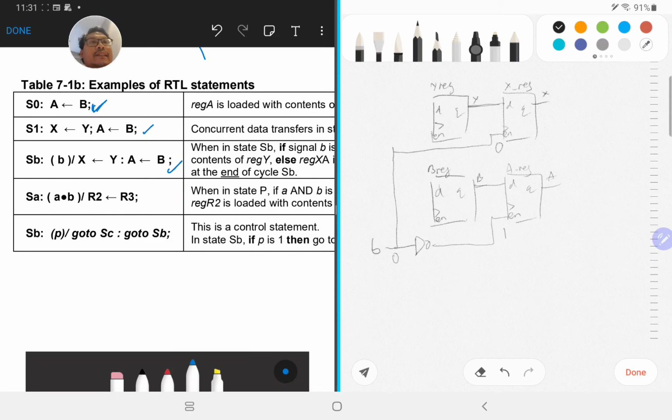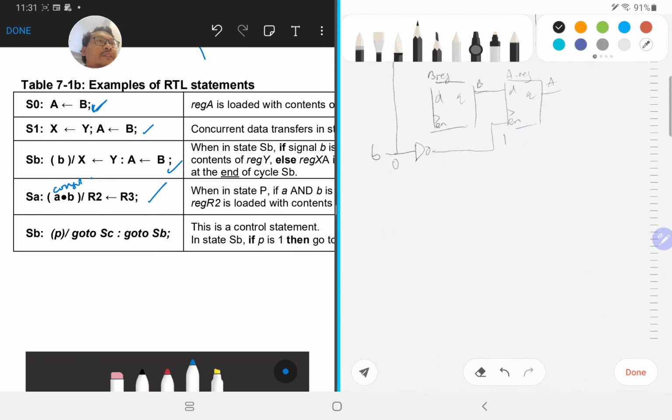Based on the current state, we're going to look at the control signal B. Based on the value of B, we are going to transfer certain values into a certain register, based on our control signal. Let's continue with this. Again we can have A dot B. We can check A and B as our control signal. So here is our control. If A and B is true, then we transfer.